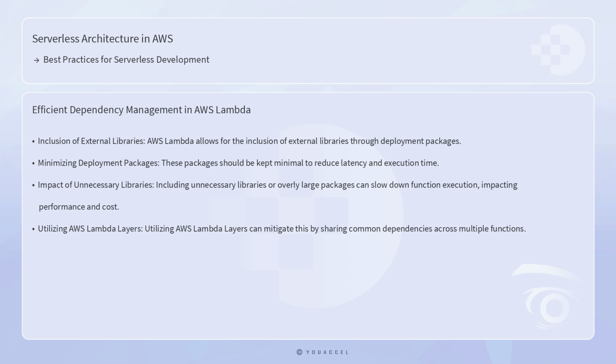Another critical aspect is the efficient management of dependencies. AWS Lambda allows for the inclusion of external libraries through deployment packages. However, these packages should be kept minimal to reduce latency and execution time. Including unnecessary libraries or overly large packages can slow down function execution, impacting performance and cost. Utilizing AWS Lambda layers can mitigate this by sharing common dependencies across multiple functions, ensuring that only essential code is embedded within each function.